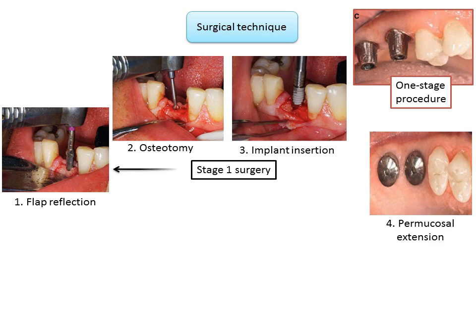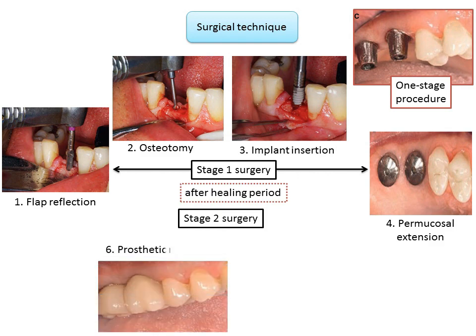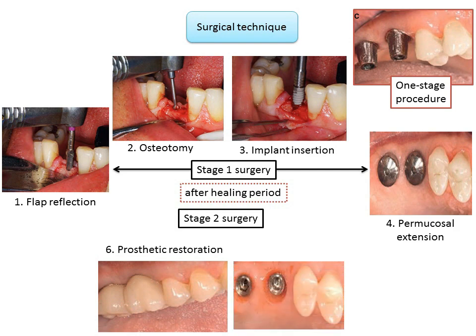Now, after the healing period, stage 2 surgery is performed, wherein the healing abutment is removed. So this is a clinical view after removal of the healing abutment. You can see the tissue has been shaped by the contour of the healing abutment. And lastly, there is prosthetic restoration of the implant. Here, zirconia crowns have been used to restore the molars.